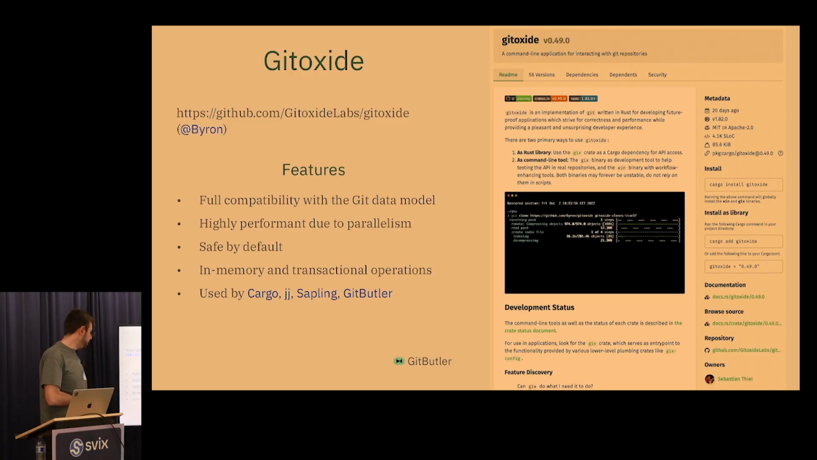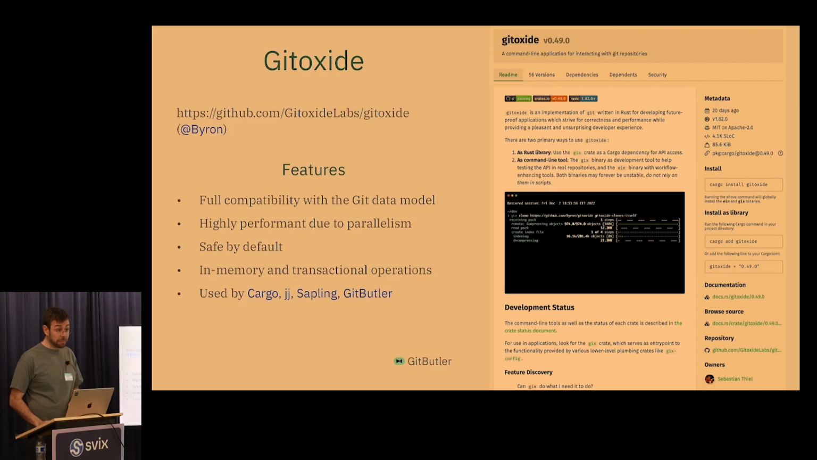It's also safe by default, and you can do cool stuff, like doing things in memory and in a transactional way. And who uses Gitoxide? Cargo uses Gitoxide, not for everything because it's not feature complete. JJ, has anybody heard of JJ? I think they have their own implementation for some stuff, but they use or used to use Gitoxide. There's Sapling. Anybody know what Sapling is? It's the version control from Meta / Facebook, and last time I checked, there was usage of Gitoxide there. And GitButler is really underpinned by Gitoxide.